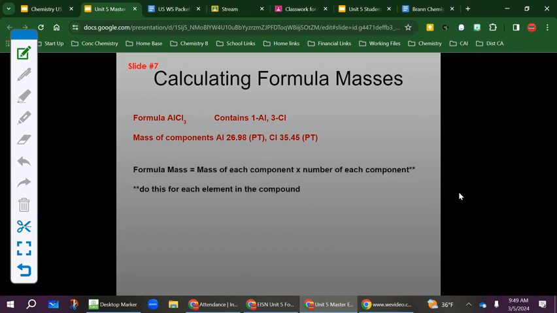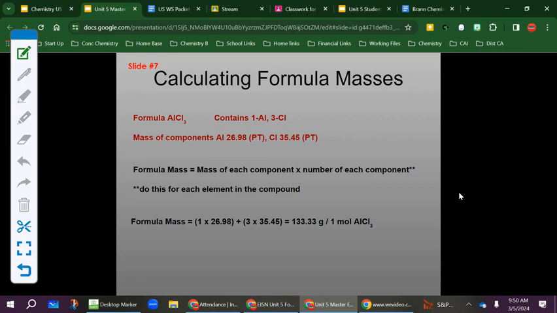So for a formula mass, you take the mass of each component times the number of each component, and then you add it to the next part of your formula. So 1 times 26.98 for aluminum plus 3 times 35.45 for the chlorines means 133.33 grams will give me 1 mole of aluminum chloride. That's formula mass, ladies and gentlemen.